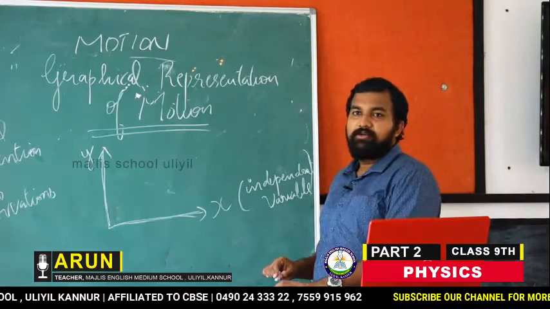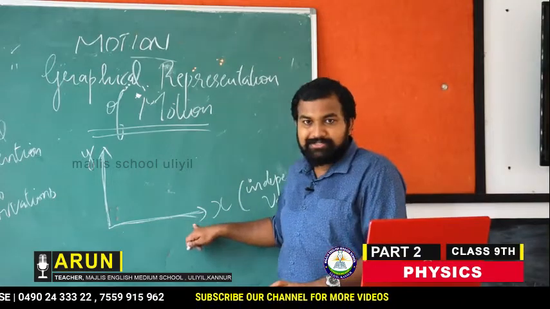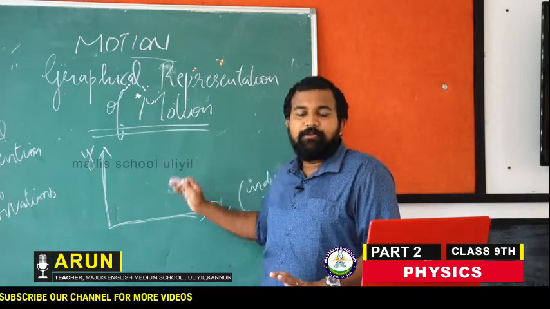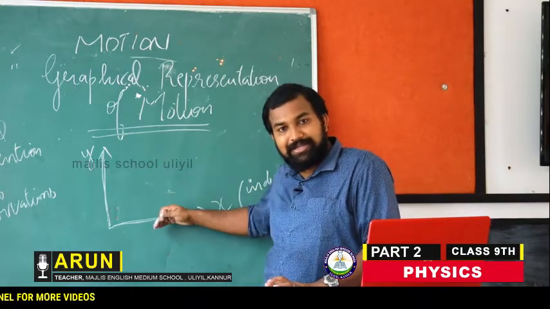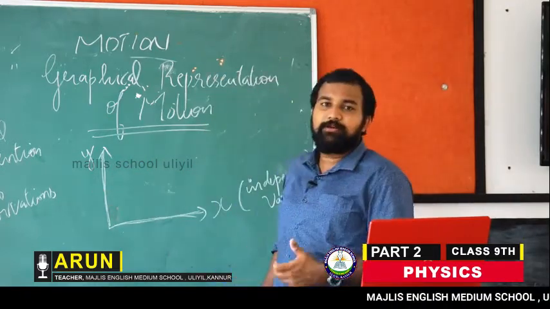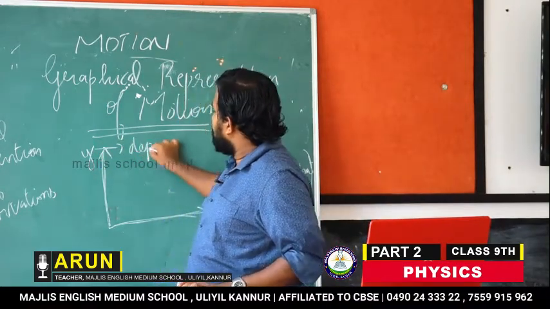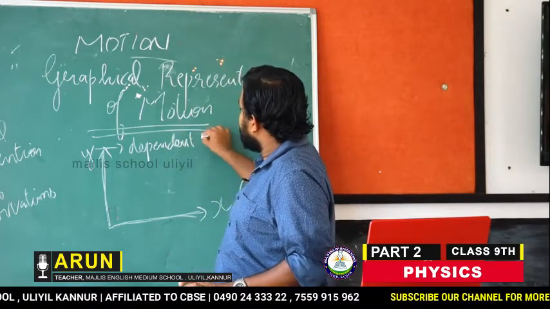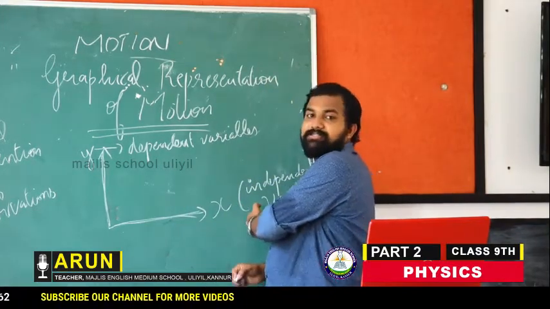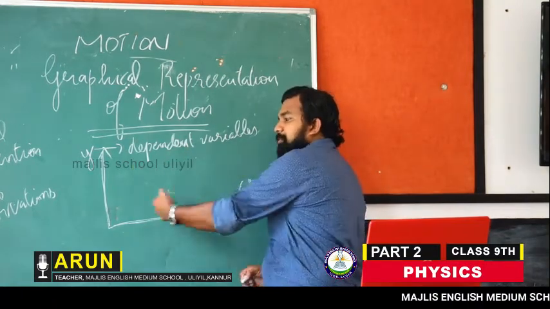Independent variable in the sense, whatever quantity we are taking on x-axis, with respect to that, what is the change in y-axis, that we will be plotting. With respect to the change in x-axis, what is the change in the variables here, that we will be noting down. So y-axis will be termed as dependent. In y-axis, we will be taking the variables which are dependent on the x-axis variable.